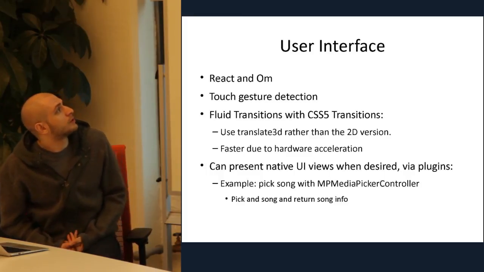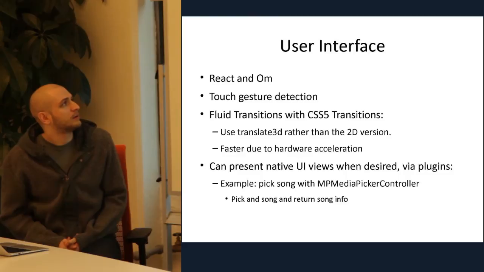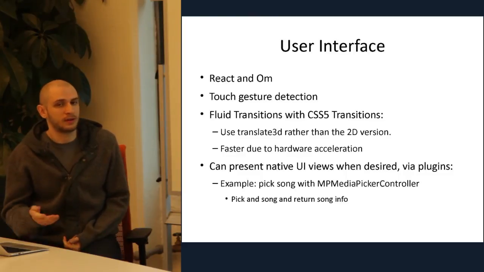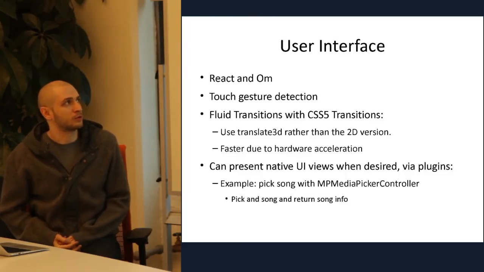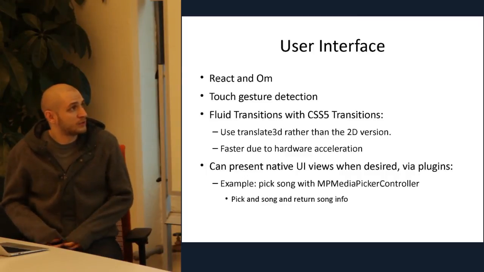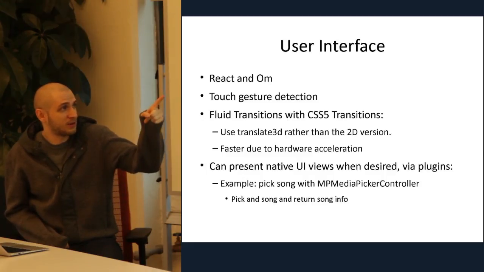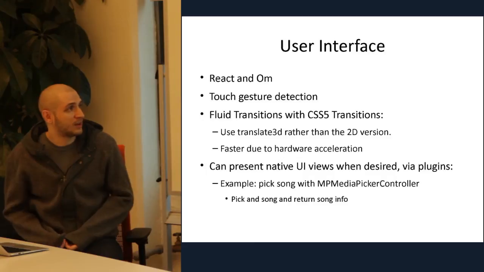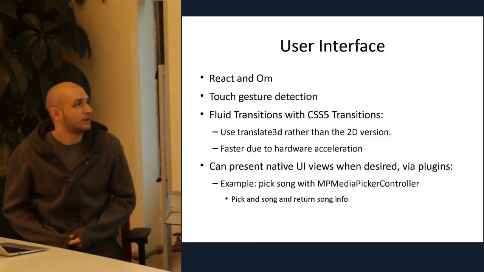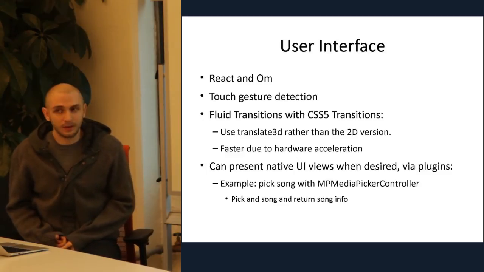I'm going to show you something very basic and simple, just how to do touch gesture detection, right? Because now you have to write the gesture detection in JavaScript or ClojureScript. But before I get to that, I just want to mention that you get very fluid transitions with CSS3 transitions if you use Translate 3D rather than the 2D version, and it's faster, as I discovered on the internet, due to hardware acceleration. But only on the iPhone. Only on the iPhone, okay.